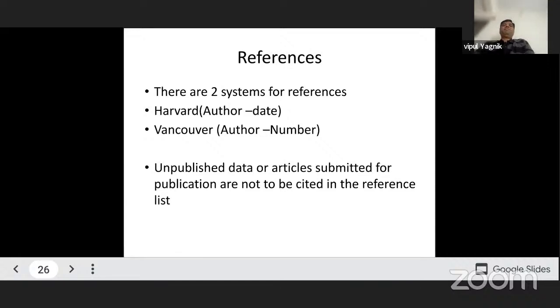For references, there are two types of systems usually followed in journals. One is the Harvard system, that is the author-date system, and the other is the Vancouver system, that is the author-number system. Unpublished data or articles submitted for publication are not to be included in the reference list. Next slide, please.